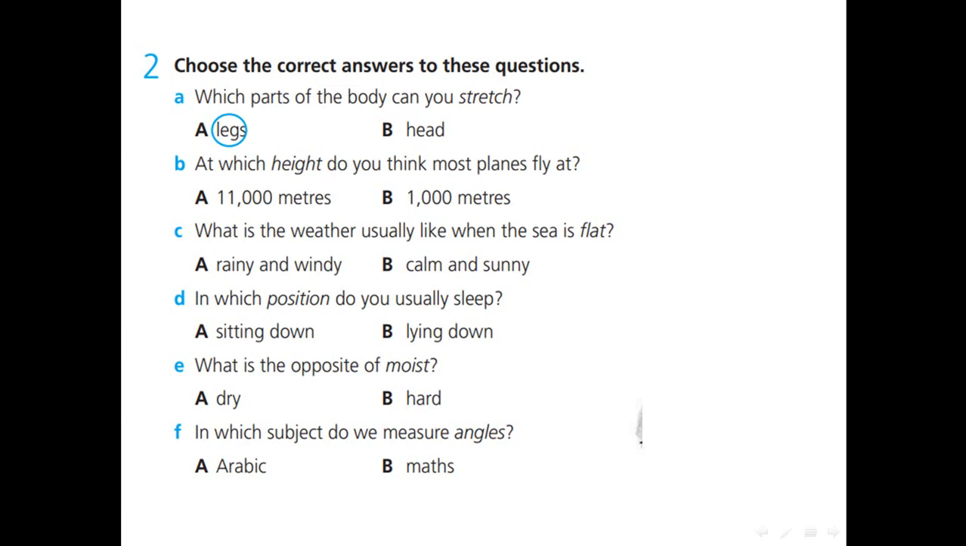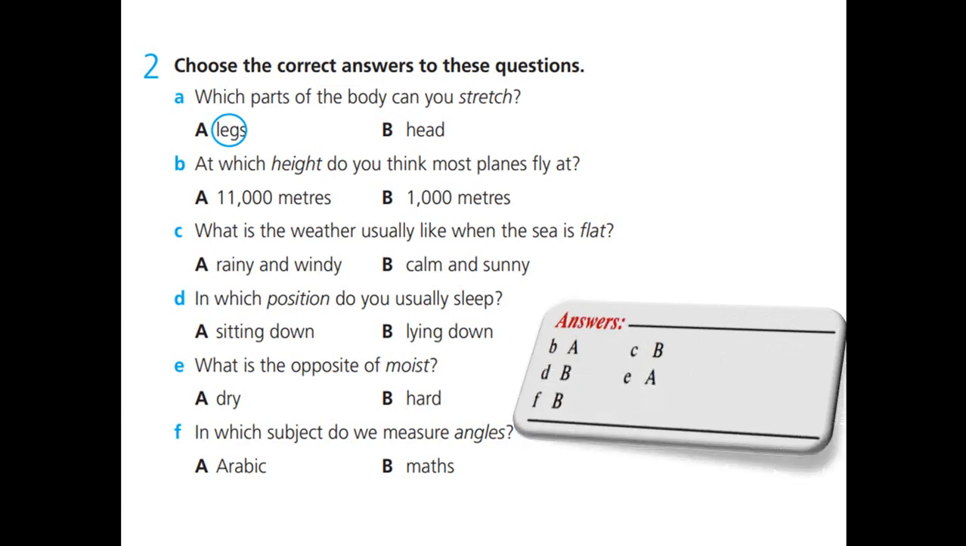Number E. What's the opposite of moist? Moist, of course, something is wet, okay, or has a slight quantity of water. So moist is the opposite of dry. In which subject do we measure angles? Do we measure angles in Arabic or in Maths? Of course, we do that in Maths. So here are all the answers. Of course, you can pause the video at any time in order for you to write the answers in your workbooks.